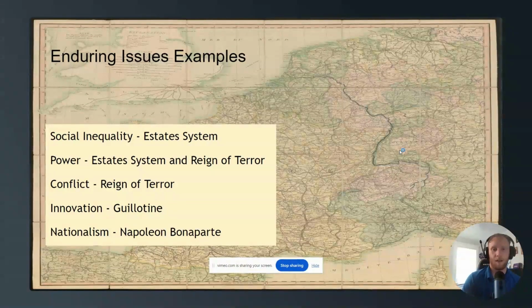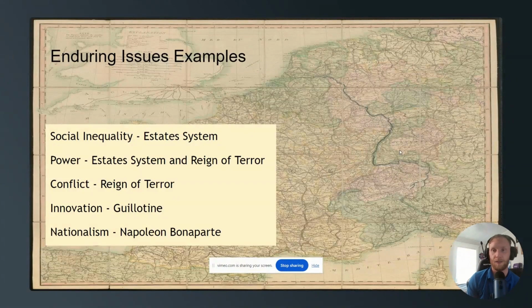And in short here, we have the enduring issues examples, and for your essay, there are a lot that could be used from this era. So for social inequality, the estate system is a great example. No matter what, if you were in the wrong estate, you would not be able to overcome the inequality going on there. The taxation inequality, the voting right inequality, the experience in life inequality. It was not a socially equitable system.